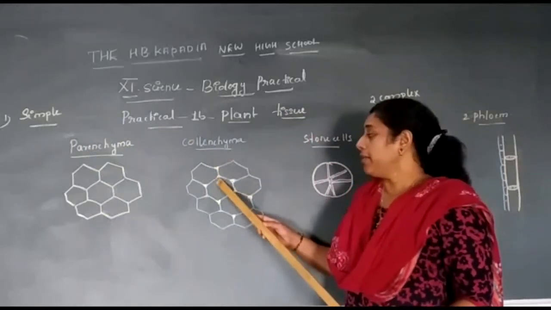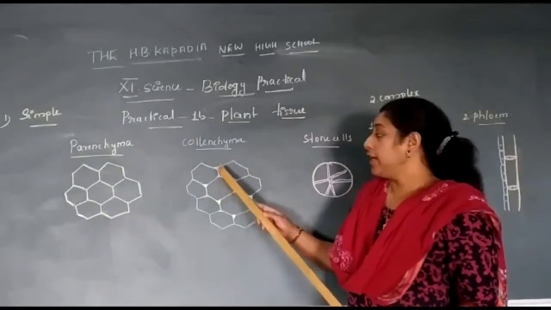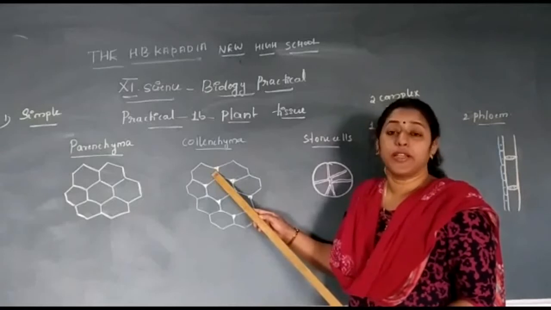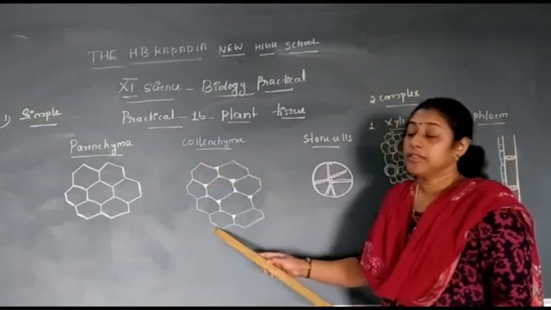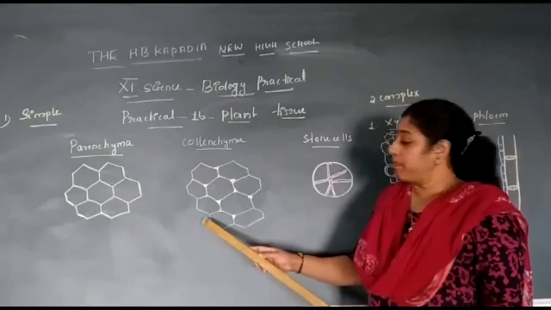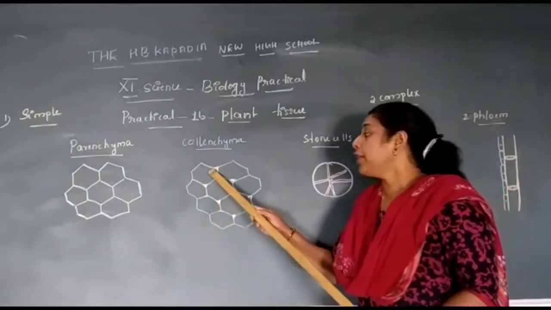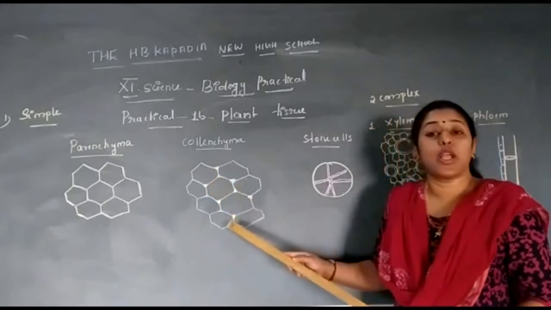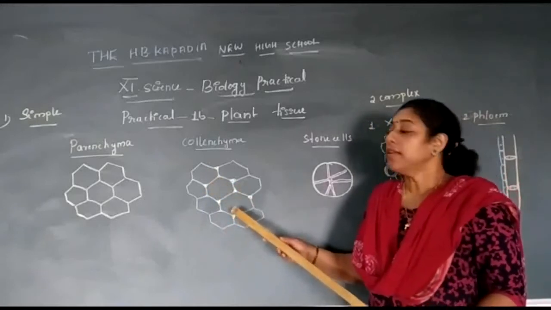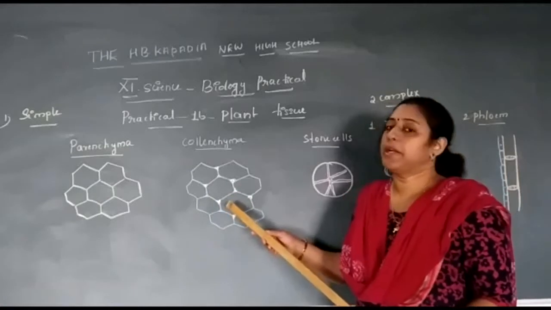In collenchyma, what is the difference? In collenchyma, you can find angular thickening. So this is the collenchyma. This is almost similar to parenchyma, but here you can find that in the corners there is angular thickening. The angular thickening is normally made up of pectin.